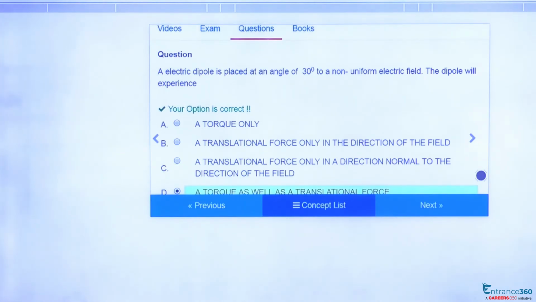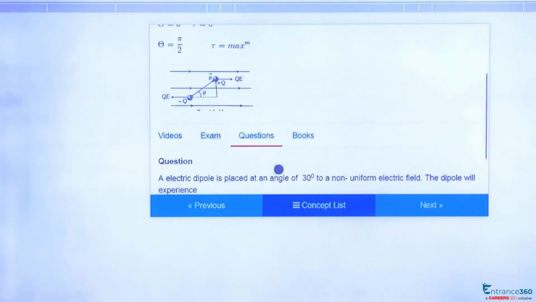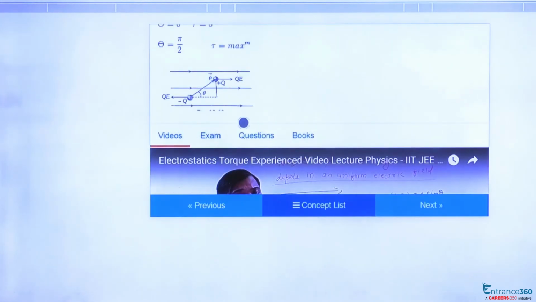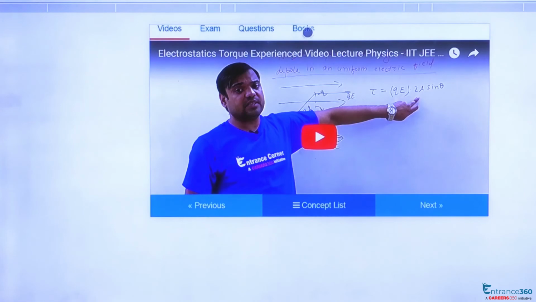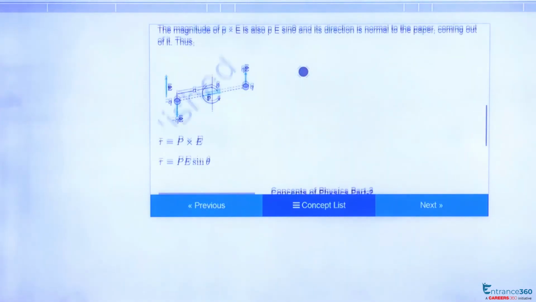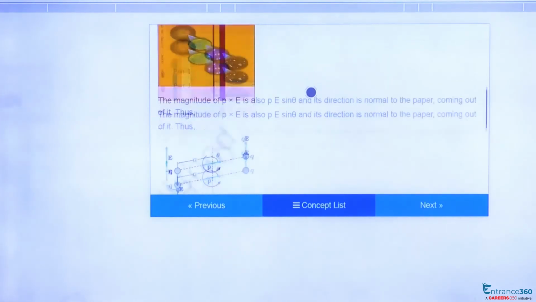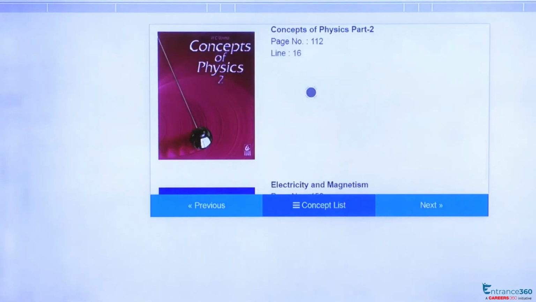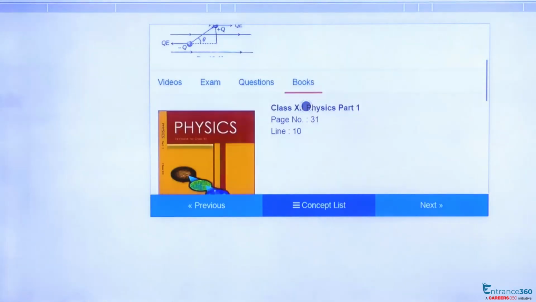To know more about the concept of dipole, you can watch the video here. It's of small duration, and you can go through the books: NCERT, page number 31, line number 10, then HC Verma and also DC Pandey, and you can get more questions here.